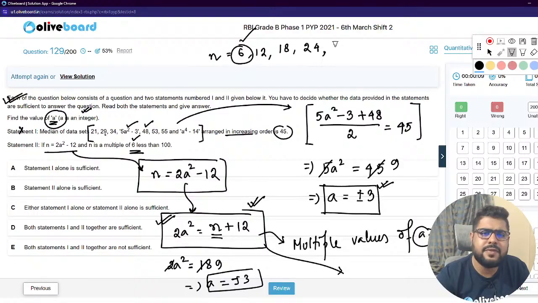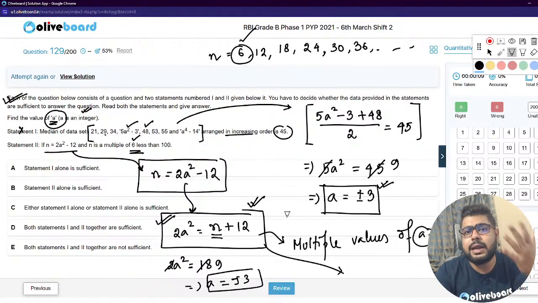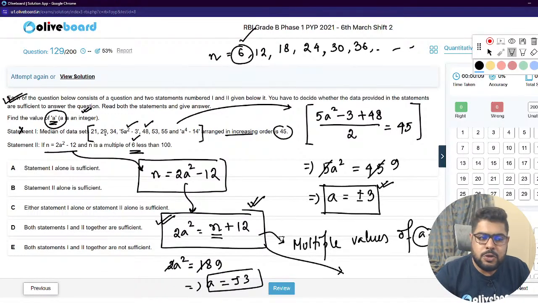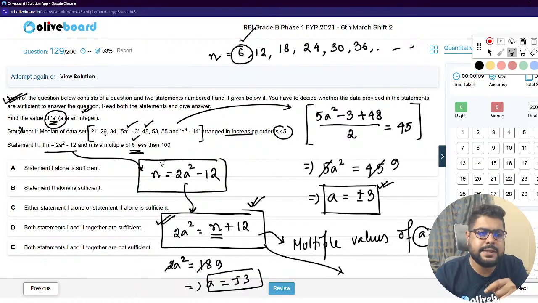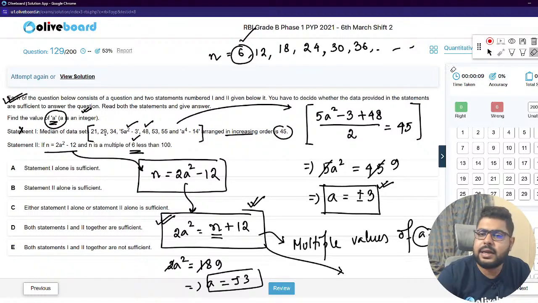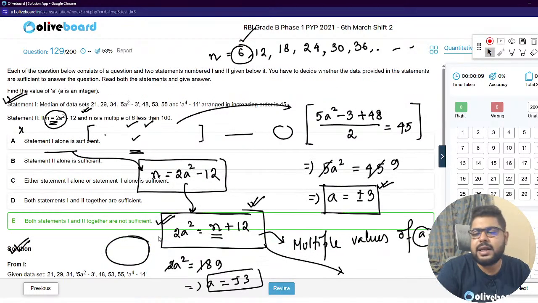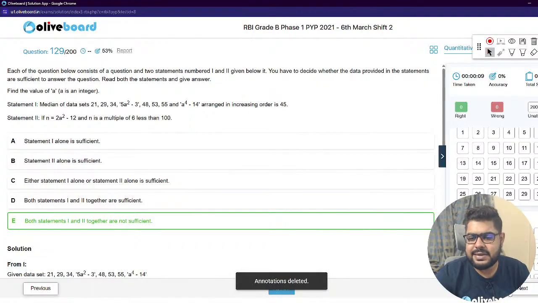Sir, again, if you just go ahead with this, 30 and 36, and if you go ahead, you are bound to get another pair of values. So meaning, sir, I cannot pinpoint that a is this. So that means both the statements, even if I take them together, are not sufficient. So that is my answer: both statements together are also not sufficient. Very simple question. This was a simple question.